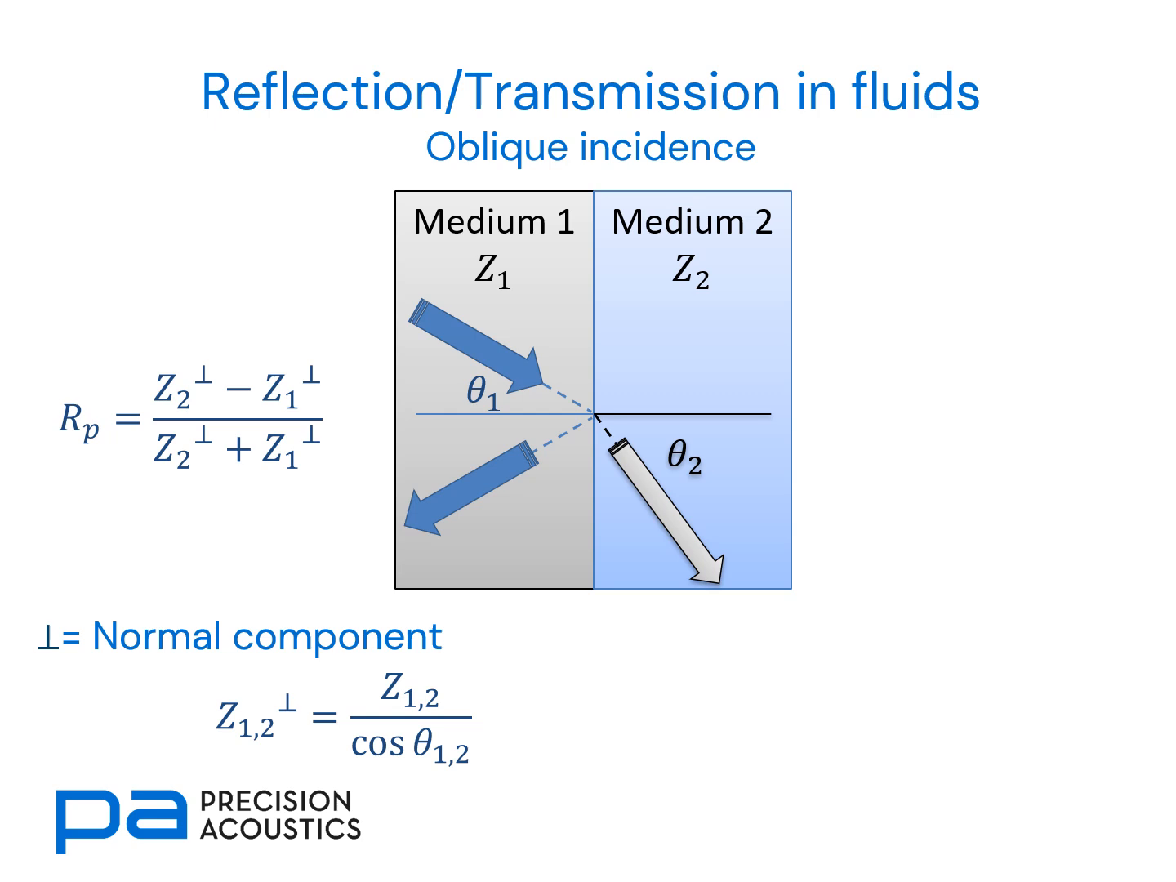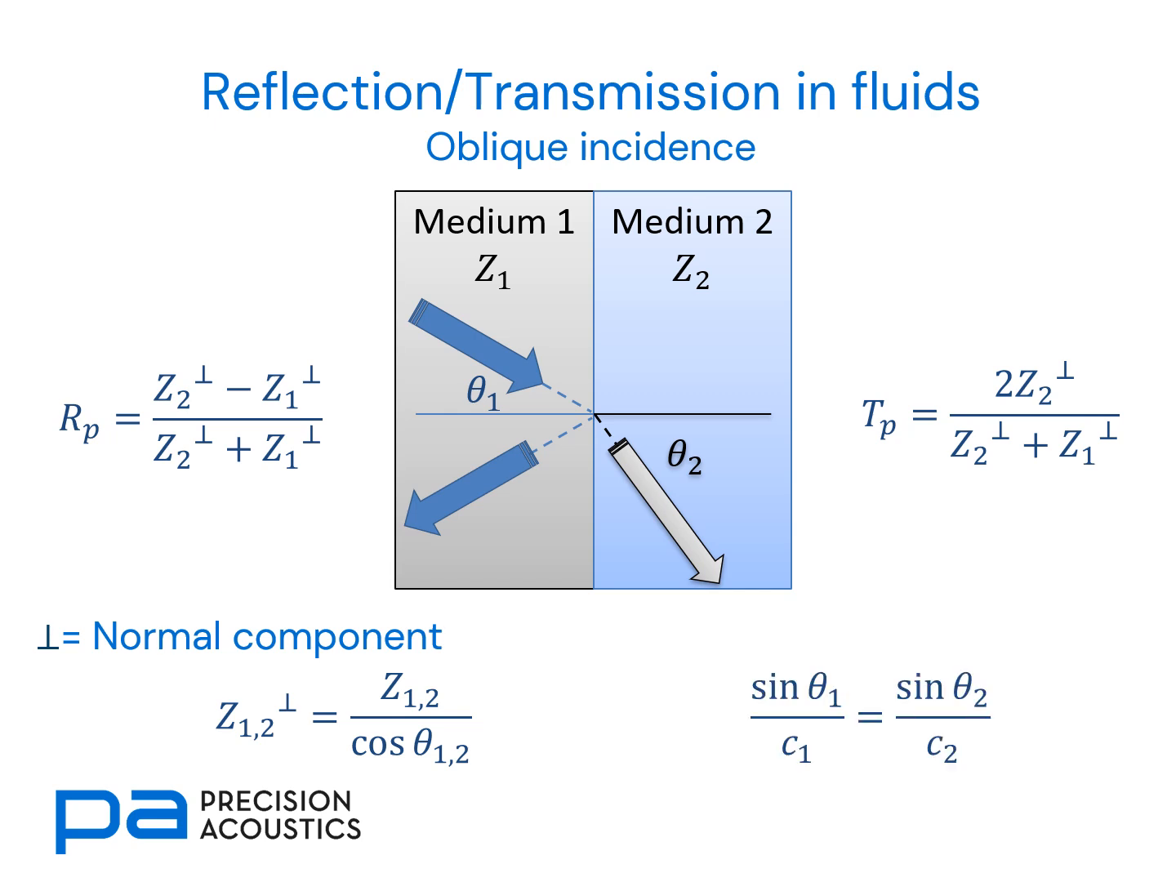There'll also be a transmitted wave, and because we've got different media, and we know that we will have refraction going on, θ1 and θ2 are not necessarily the same. Once again, our pressure transmission coefficient takes a similar form, except that we're looking at the normal component again. And if we're looking to try and determine θ1 and θ2, we can use Snell's law.